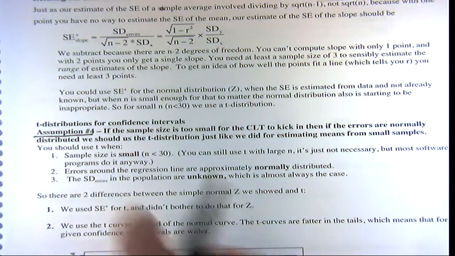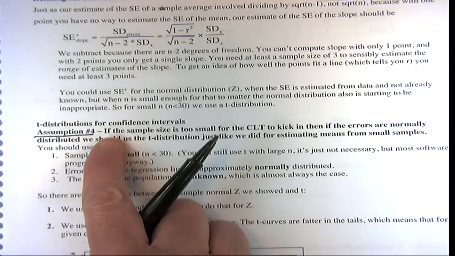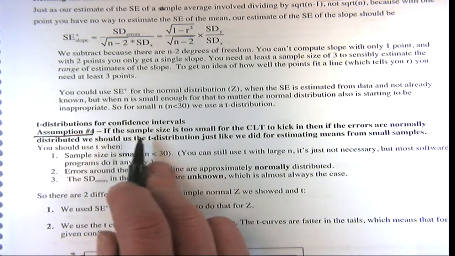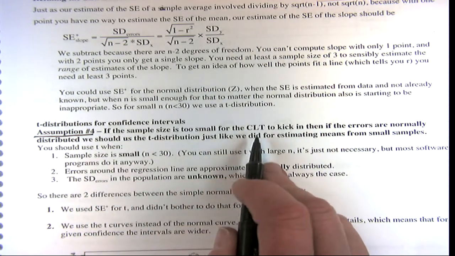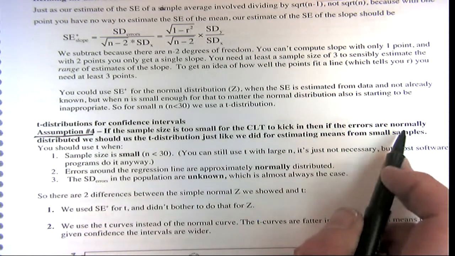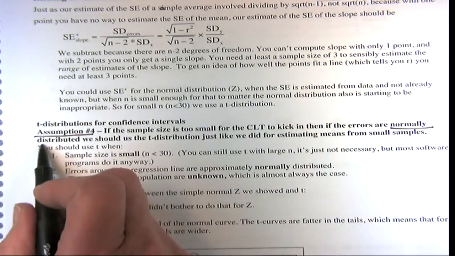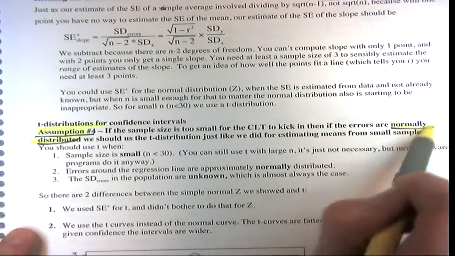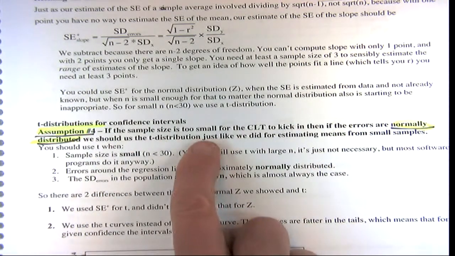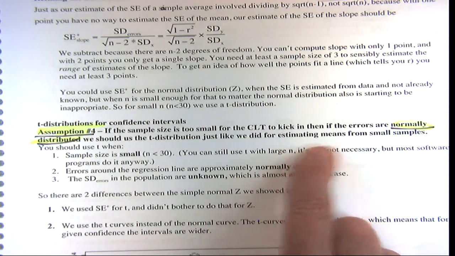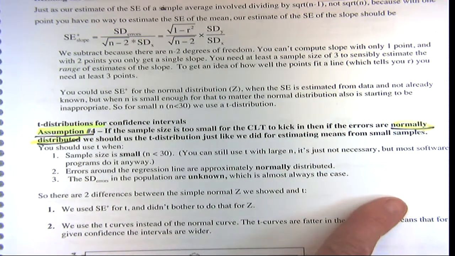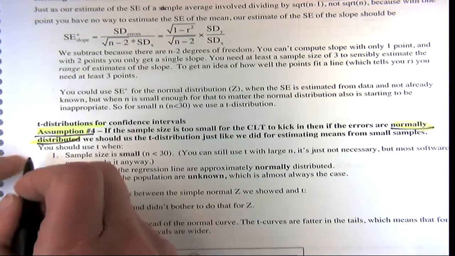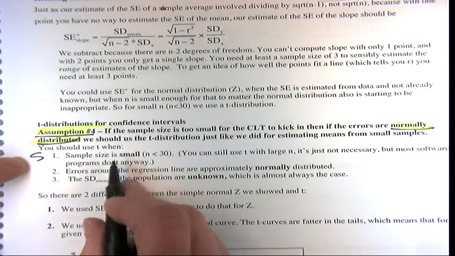All right, so that's where this fourth assumption comes in. That's normality of the errors. If the sample size is too small for the central limit theorem to kick in, then if the errors are normally distributed, that's assumption number 4, we can use the t-distribution, just like we did for estimating means from small samples. So you should use the t when the sample size is small. I'm going to put an S for small.